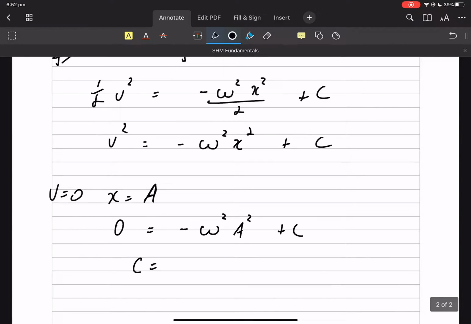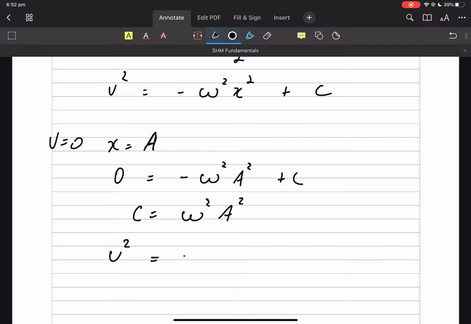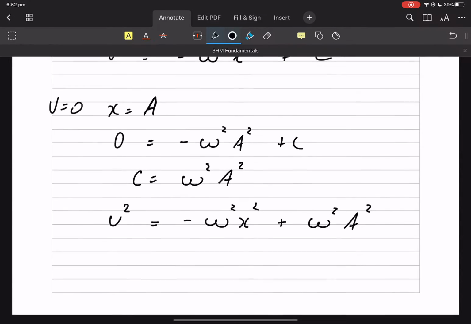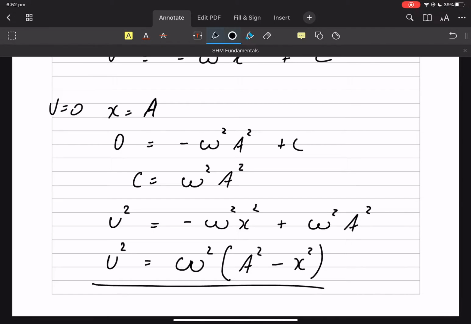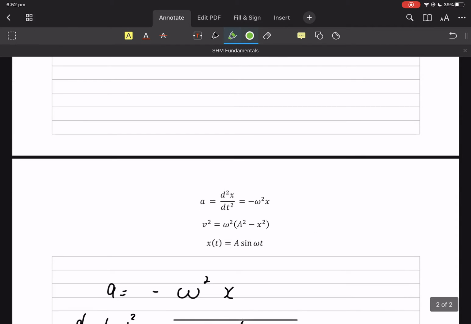So c equals omega squared A squared. So we can say v squared equals, let's factor out our omega. Oh, it looks like a bottom. And that's going to be, let's put the A squared at the front. Oh, does that look familiar? Let's go with green. There we go there. So that's how we get them.